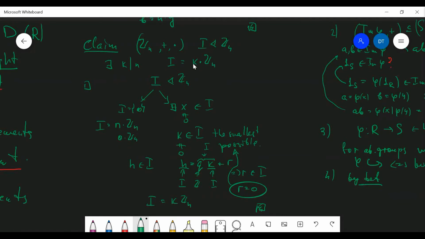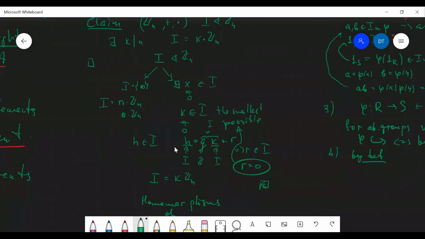So I want to define this element k. How to define this element k? So Zn consists of the elements 0, 1, etc., n minus 1. So there is 0, and all other elements are positive integers between 1 and n minus 1. So if I consists a non-zero element, then it also consists the smallest possible non-zero element. So let's define the smallest non-zero element of I by k.